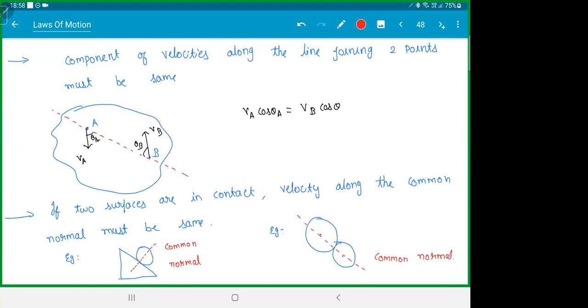In case of a string, the length of the string is constant. That was the main idea we played around with. In case of rigid body constraint, the body cannot compress, cannot elongate. So if you take any two points on the body, and take the velocities along the line joining them, they must be the same. Any doubts on this? Please ask. Clear?